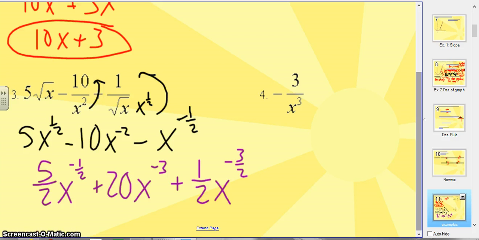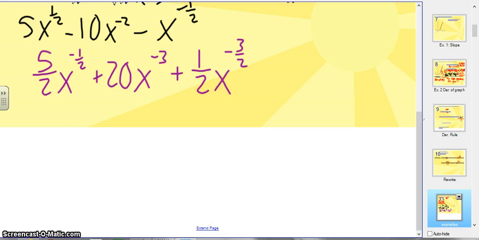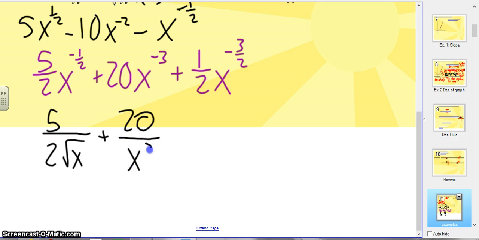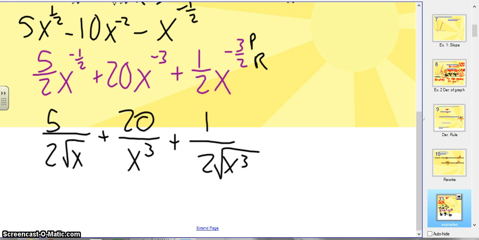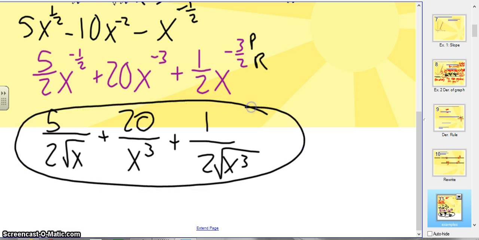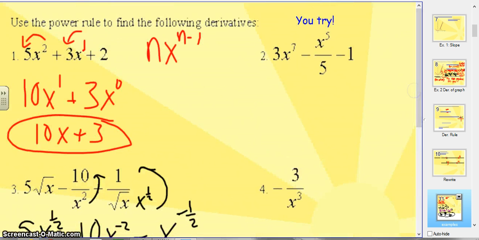So I'm going to rewrite that so I have positive exponents. So the x would move to the bottom with the 2, and it would be under a radical. Again, 20 stays on top, x moves to the bottom, becomes positive. X moves to the bottom, and in a radical, power and root. So it's a square root with a 3. Again, this is review from last year. Okay, try number 2 and number 4 using the rule we just did.